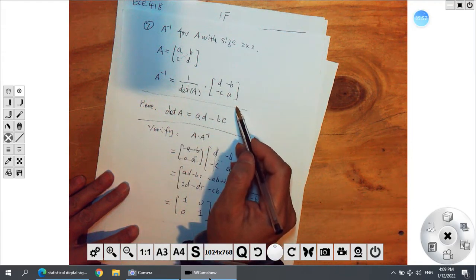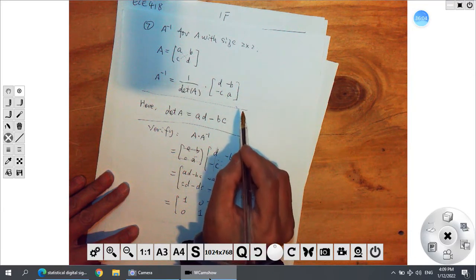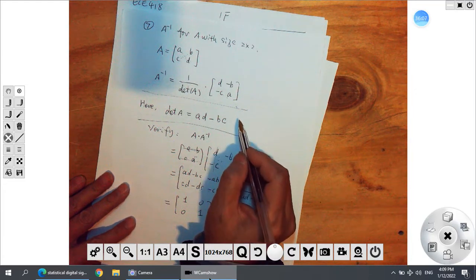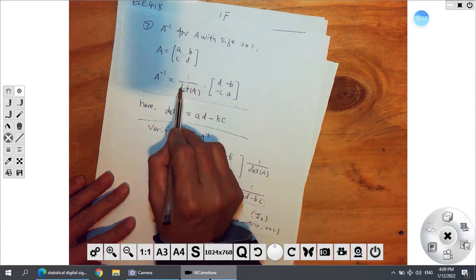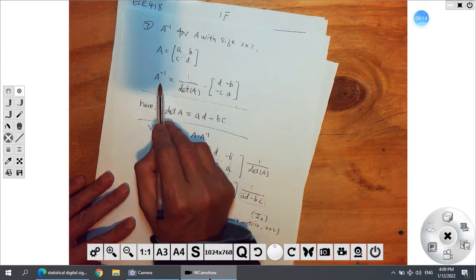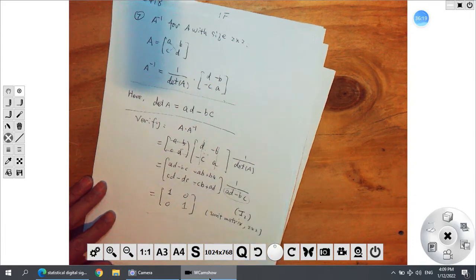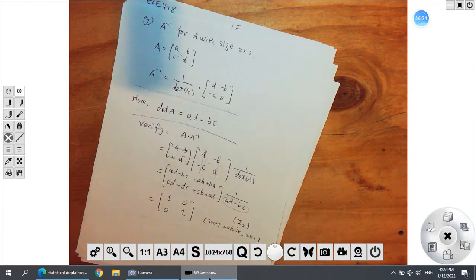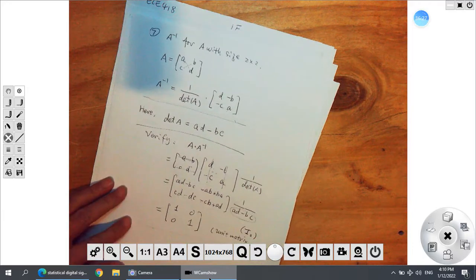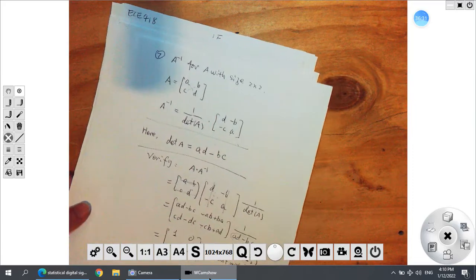For larger sizes, that will be complex, and I do not have a formula for you, but you can use a computer to do it. Like in MATLAB, we have some built-in functions, which include the determinant of a matrix and the inverse of a matrix. We can use MATLAB to find them. All right. These are the different operations for a matrix.